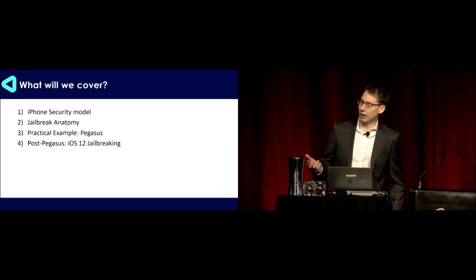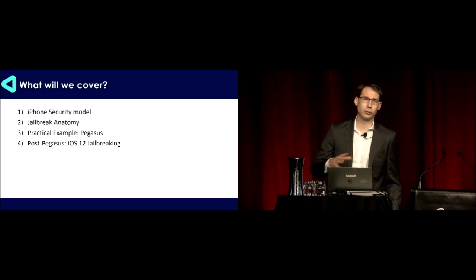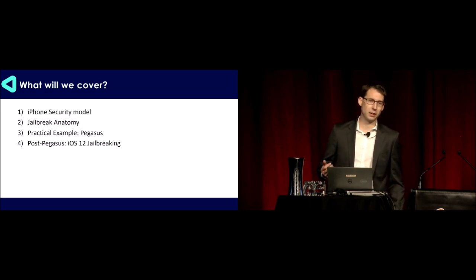In order to talk about the anatomy of a jailbreak, I have to cover a little bit about the iPhone security model in general. This is a topic that's been covered a lot in the past. However, if you're a bit unfamiliar with it, then a lot of the anatomy of a jailbreak wouldn't make much sense. After that, I'm going to go through a practical example, which was the Pegasus jailbreak found in the wild.